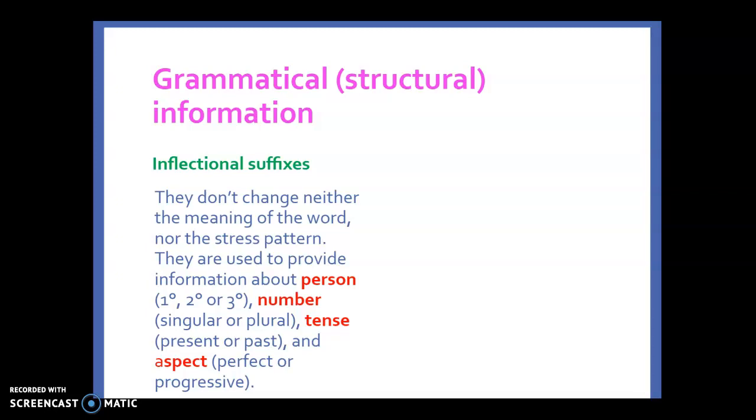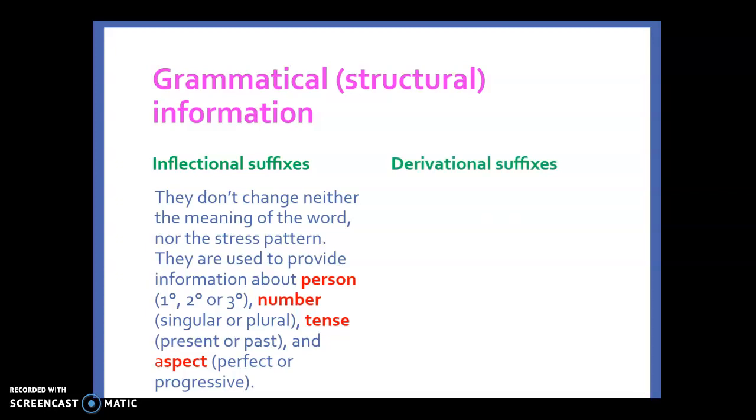If I say chairs, that z at the end of the word chair indicates that the word is in plural. If I say played, that d at the end of a word indicates the verb is in the past. If I say singing, that ing at the end of the verb sing indicates the verb is progressive. As you have already heard, none of these suffixes change the stress pattern of the root.